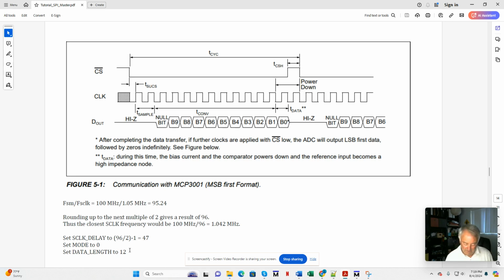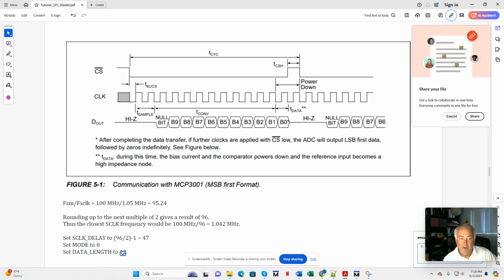Data length 13. Okay, so 100 megahertz, our state clock frequency, divided by S clock frequency gives us 95.24. Rounding up to the next multiple of 2 is 96. Our closest S clock frequency would be 100 divided by 96, so 1.042 megahertz. So we're going to be able to not exceed our maximum timing with that value.